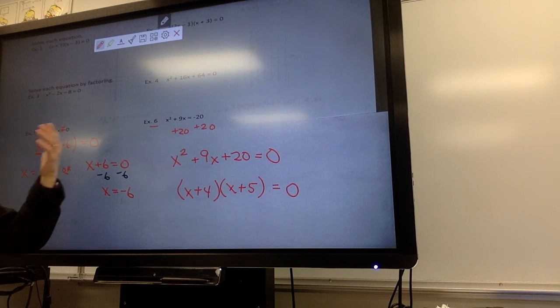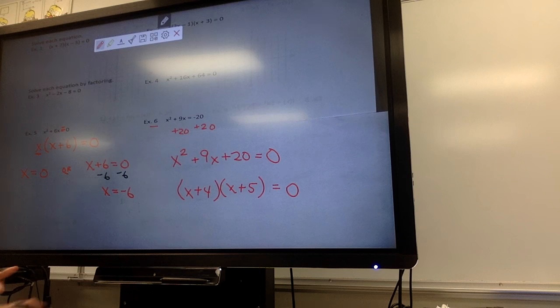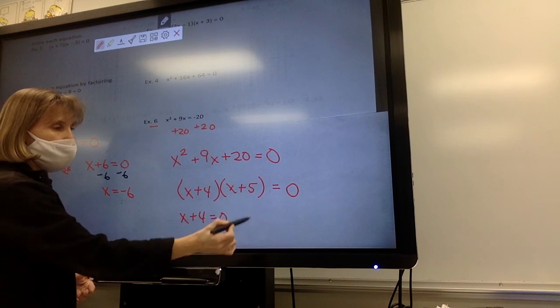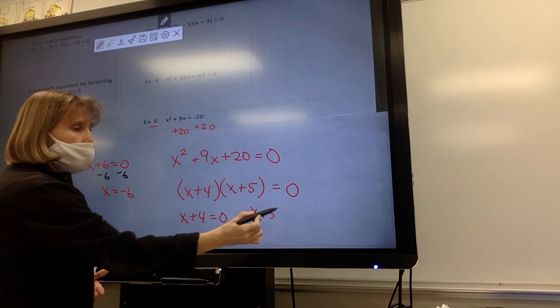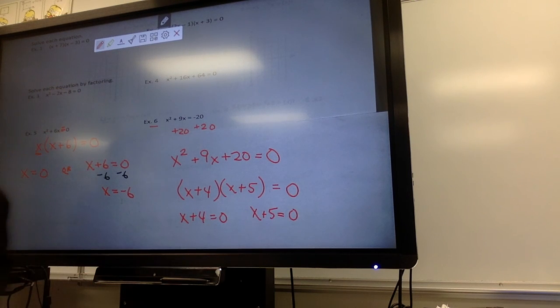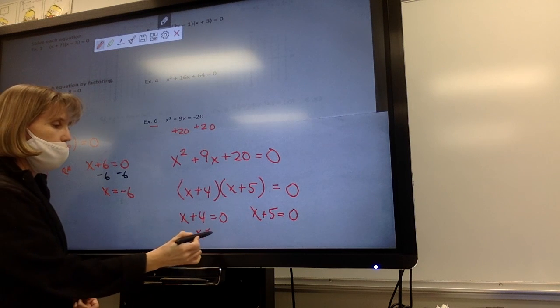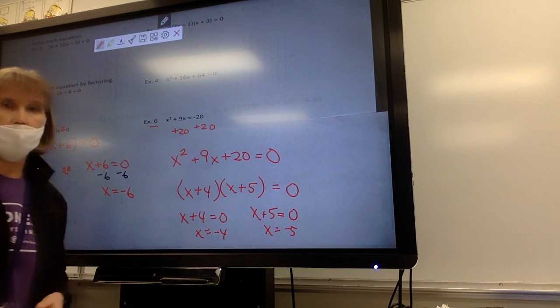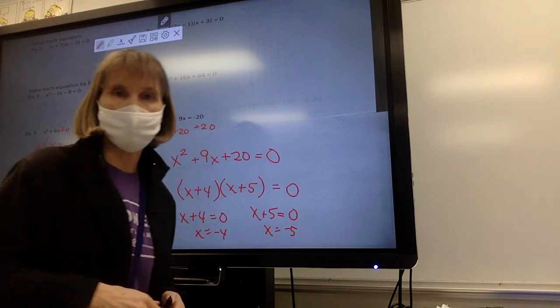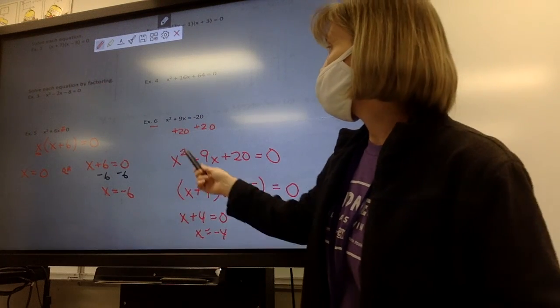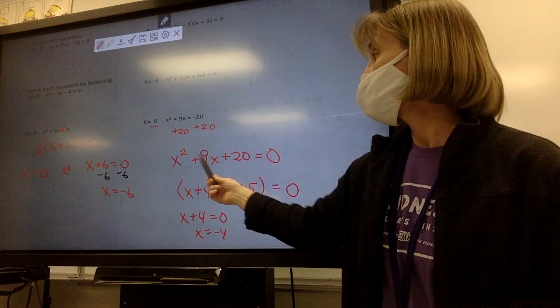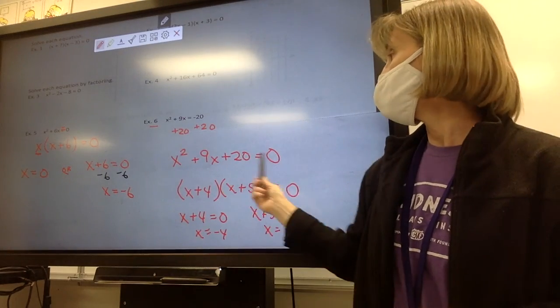And now we're finding the solution. So we take each factor and we set it equal to 0, and you solve each one. So x could be equal to negative 4, or x could be equal to negative 5. Those would be my two solutions. If I were to substitute either of those values back into my equation, either here or here, if I did it here, I would get a value of 0.